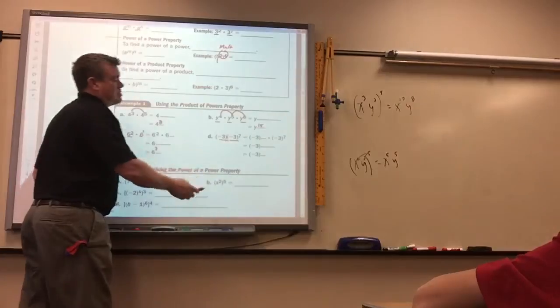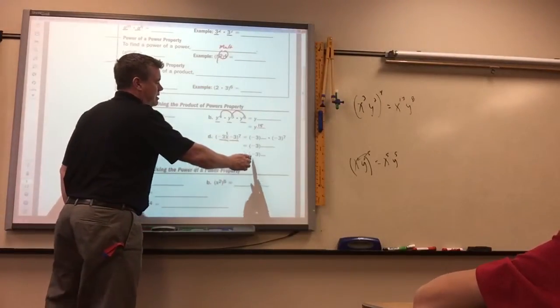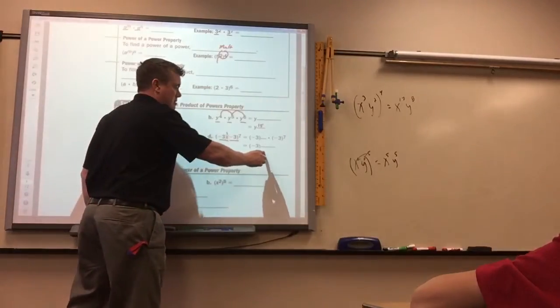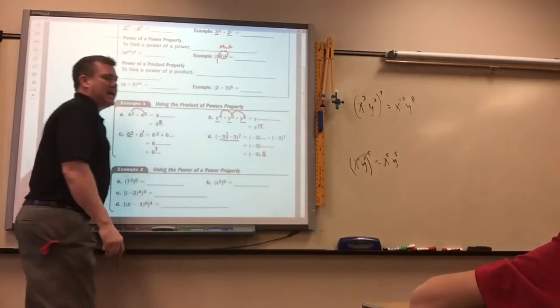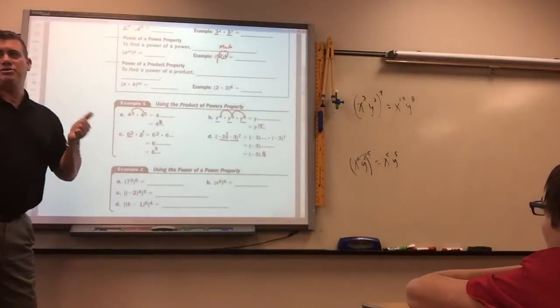Since these are in parentheses, this would be negative 3 to the 1st times negative 3 to the 7th. You got to leave it in parentheses. It'd be negative 3 to the 8th. And you do gotta keep the parentheses around it if it originally has a parenthesis.